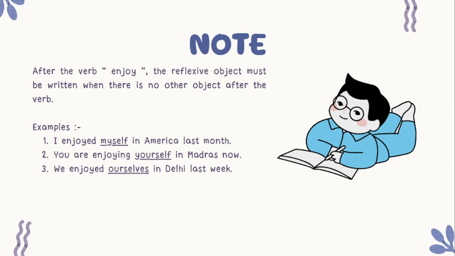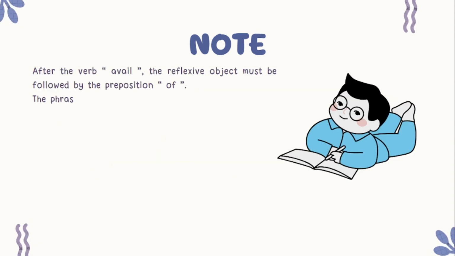Next, third one. We enjoyed ourselves in Delhi last week. In this example, we is the subject. Enjoyed, main verb. After the verb enjoy, an object should be written. In this sentence, the object is ourselves. What is the reflexive pronoun of we? Ourselves. Ourselves is written in the place of the object. Observe it.